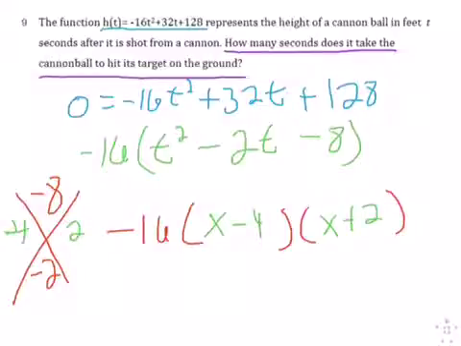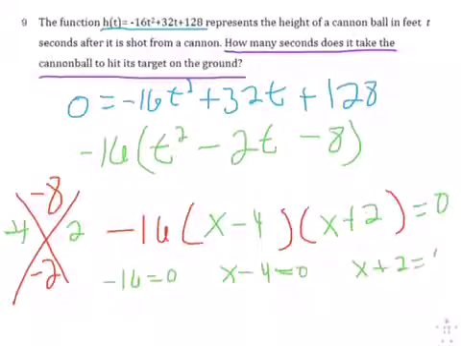And I'm still not done, because it didn't say just factor. It says how many seconds did it take the cannonball to hit the ground. So we know this still is equal to 0. Now I have 3 factors: negative 16, x minus 4, and x plus 2. I need to set each one of those equal to 0. So negative 16 equals 0, x minus 4 equals 0, and x plus 2 equals 0. Negative 16 can't equal 0, so we obviously know that's automatically not our answer.